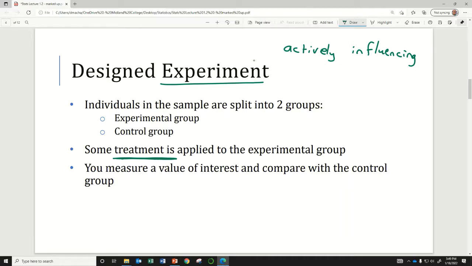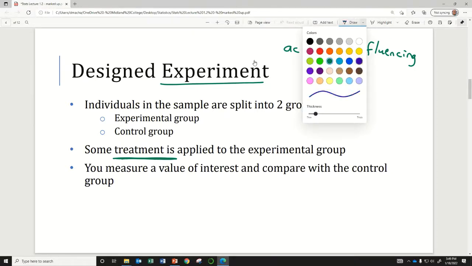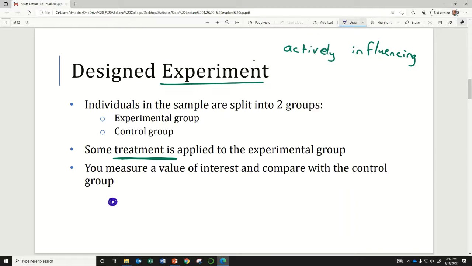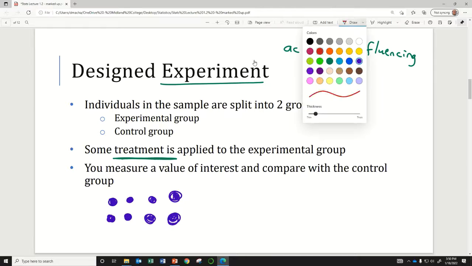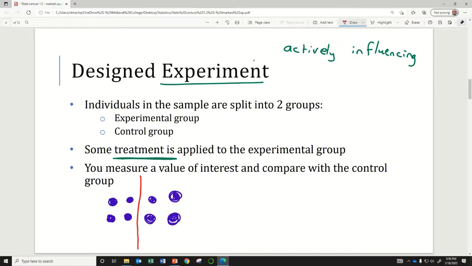One example is testing different fertilizers. Say you have some kind of plant you're growing, and a whole farm's worth of plants. To save time, I'm just going to draw 8 little circles for 8 little plants. We're going to divide up the farm so that half of it lies in an experimental group, and the other half lies in my control group.